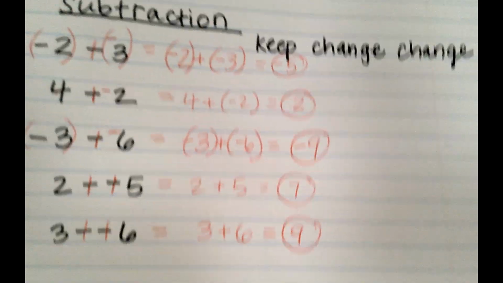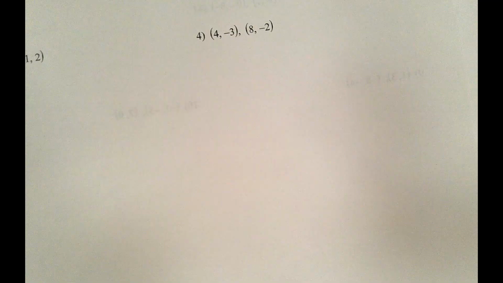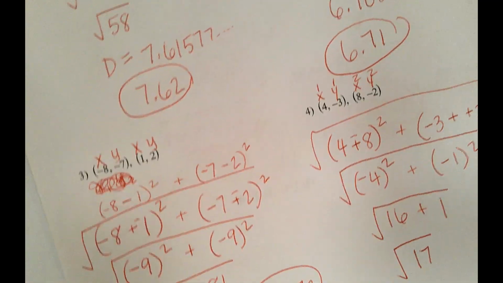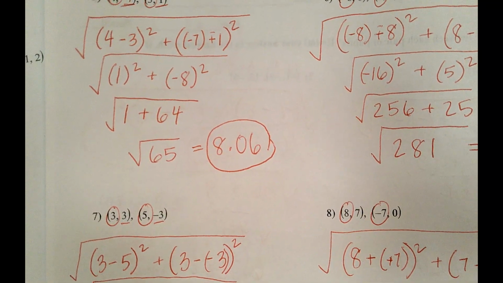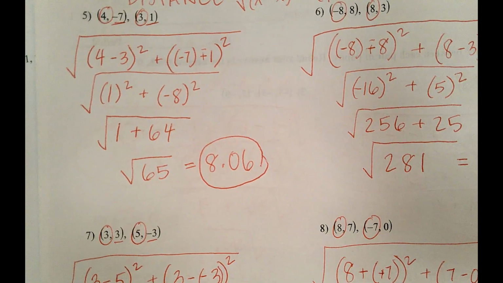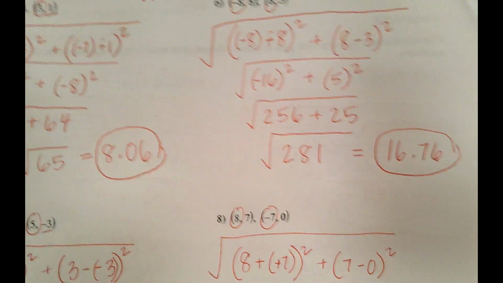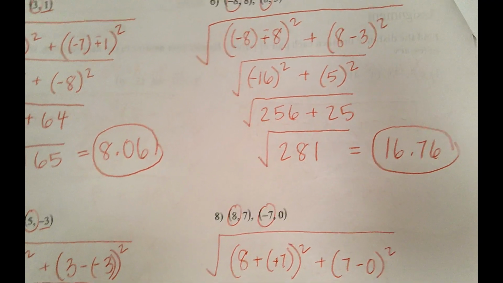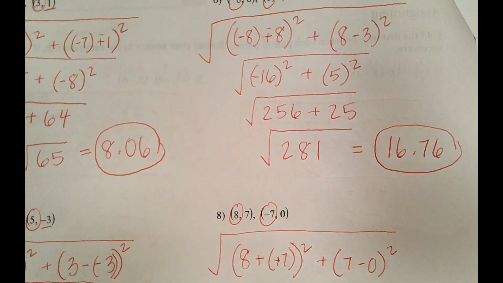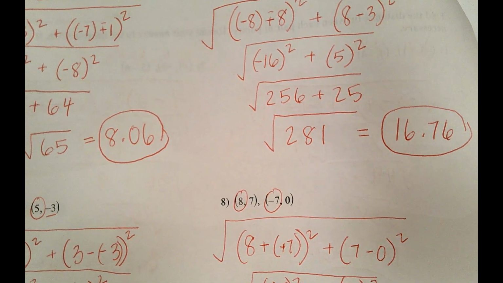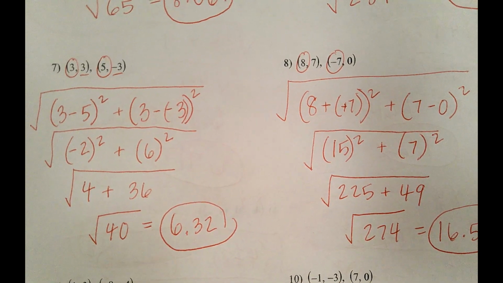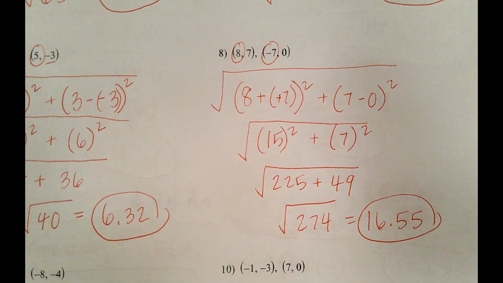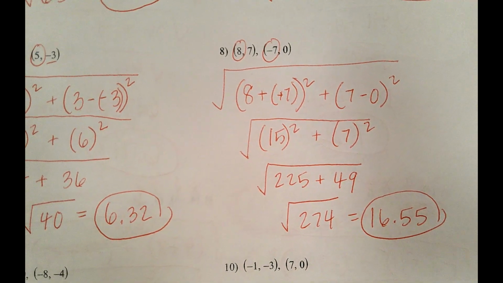Yeah, for sure. Good. I appreciate it. Good, yeah, absolutely. Okay, so I'm going to go back to giving you guys answers, and we're going to flip to the next page. Number 5, I got about 8.06. Number 6, I got 16.76. And again, if you get something different, let me know. Number 7, I got 6.32. Number 8, I got 16.55.